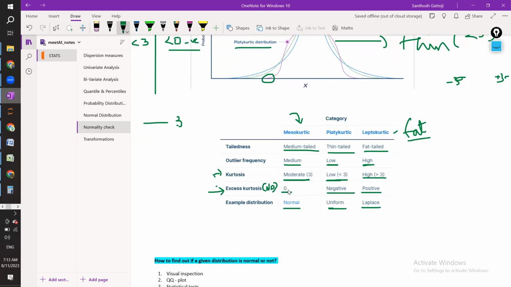Where it will be 0, because this is with respect to normal. So if it is actually normal, it will be 0. If it is deviating from normal, negative. Deviating from, again, positive. Okay, the 3 is coming from the formula.